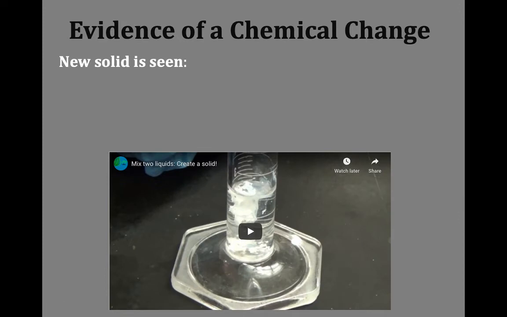Now the fourth one, this is probably the hardest for you to understand because it's less common in our daily lives and more common in a lab setting. So this fourth evidence of a chemical change is that a new solid is seen. Now it's very important that I tell you that just because a solid is formed doesn't mean that it fulfills this criteria of a new substance. It has to be two liquids that are mixing to form a solid.